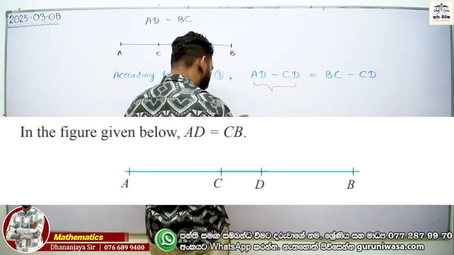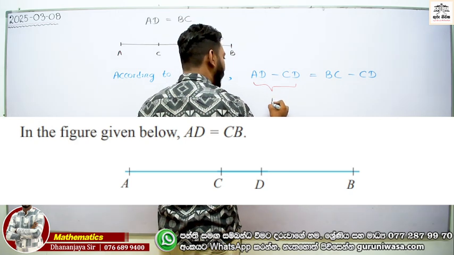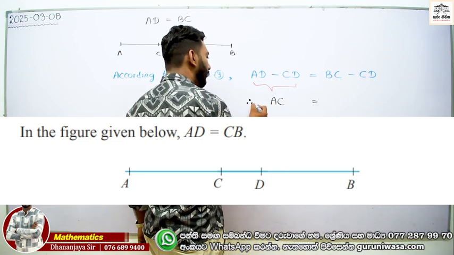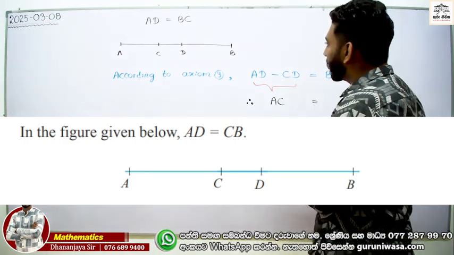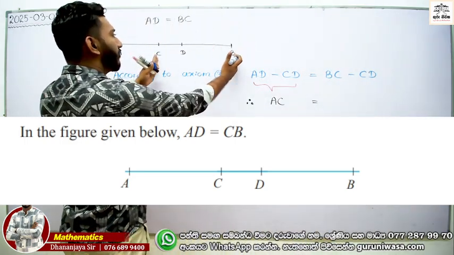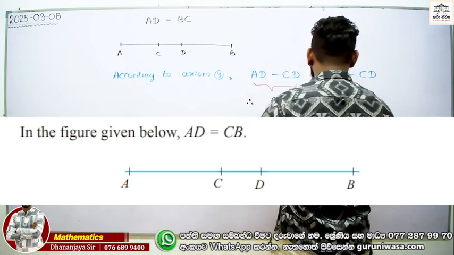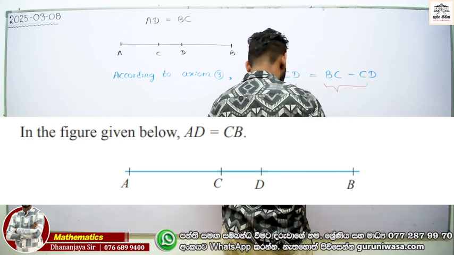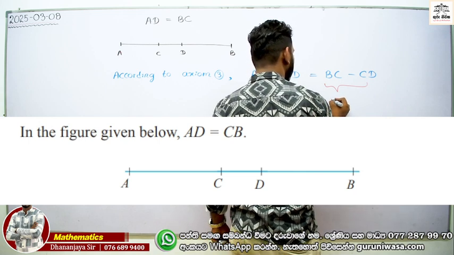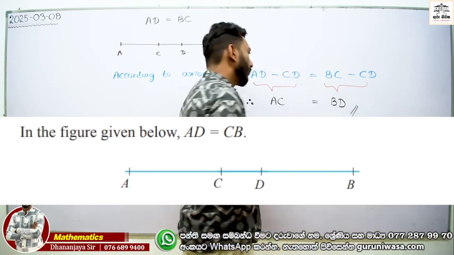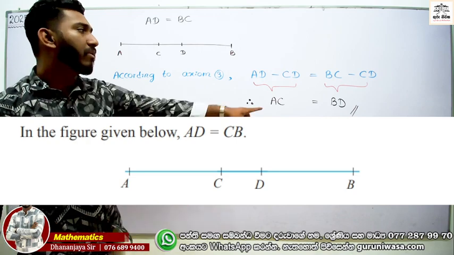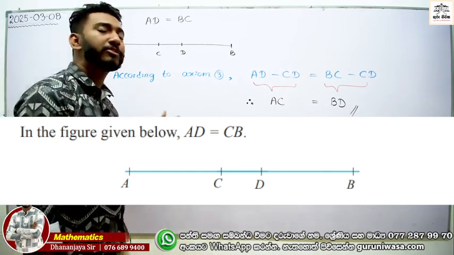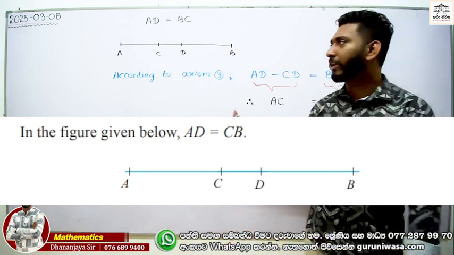AC. Oh, very good, very good. AC. Then, therefore, AC should be equal to, look at that, BC minus CD. What is the answer? It's BD, right? And this becomes BD or DB. Therefore, according to the axiom number 3, we have a relationship between AC and BD. Both are equal according to the axiom number 3. Right. This is axiom number 3. Easy. Alright? We have got to put a note down.